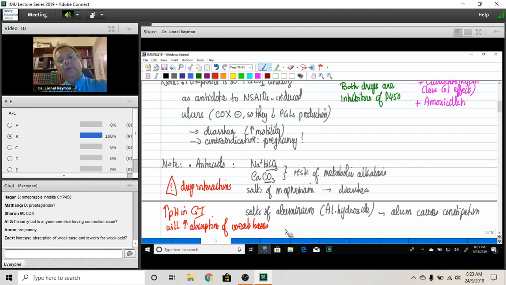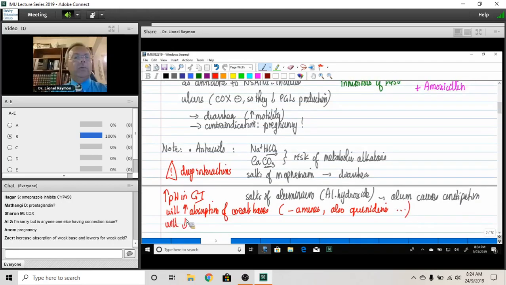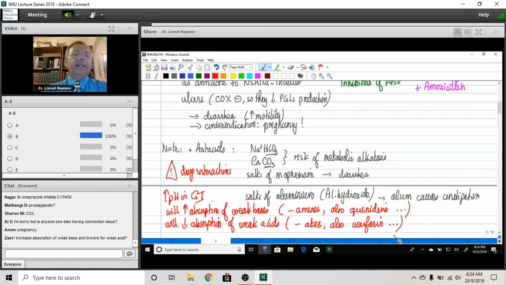So things that could end up in amines, but also drugs like quinidine, which is very cardiotoxic. If you remember when we did some cardio and antiarrhythmics and many others, but just to give you an idea, and will decrease the absorption of weak acids. So weak acids, drugs that end up in acids, like barbiturates, for example, but also warfarin is a classic weak acid. Phenytoin is a classic weak acid.